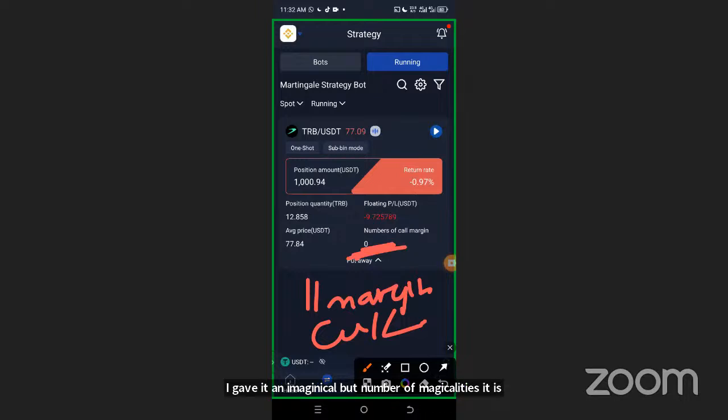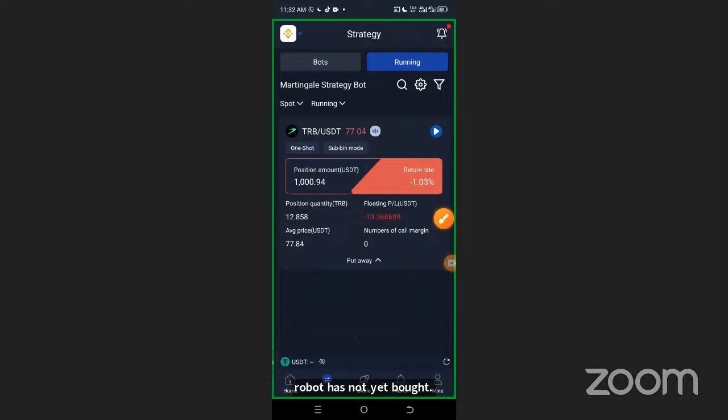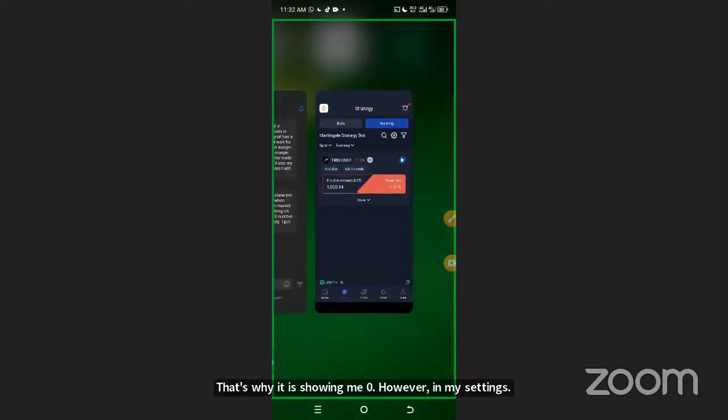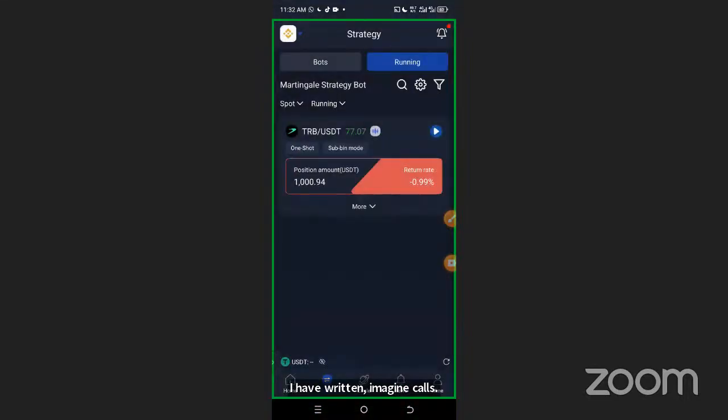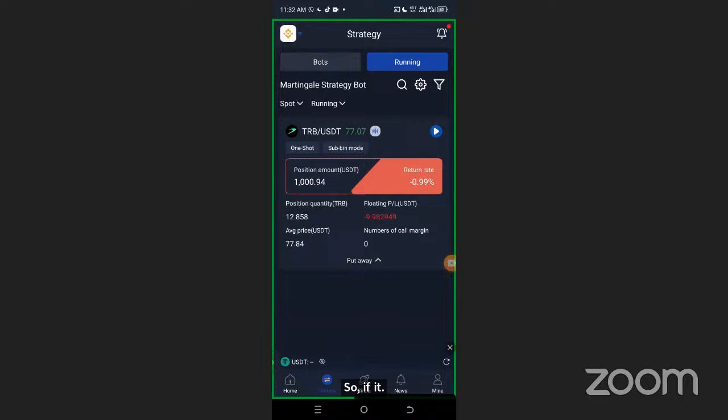It means the robot has not yet bought any margin call. That's why it is showing me 0. However, in my settings, I have 11 margin calls. So if it buys a call, then it will indicate here number of margin calls 1. If it indicates 1, it means it has so far bought 1 margin call. If it indicates 2, it means so far it has bought 2 margin calls.